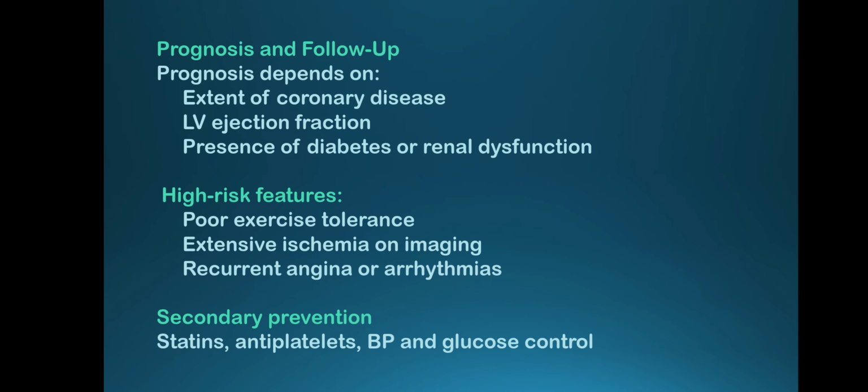Prognosis and follow-up. Prognosis depends upon the extent of the coronary disease, LV ejection fraction, and presence of diabetes or renal dysfunction. High-risk features: poor exercise tolerance, extensive ischemia on imaging, recurrent angina or arrhythmia. Secondary prevention using statin, antiplatelet, and proper control of blood pressure and glucose.